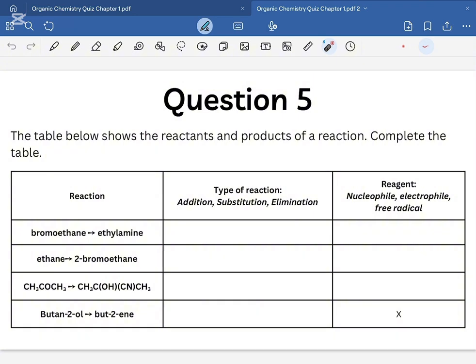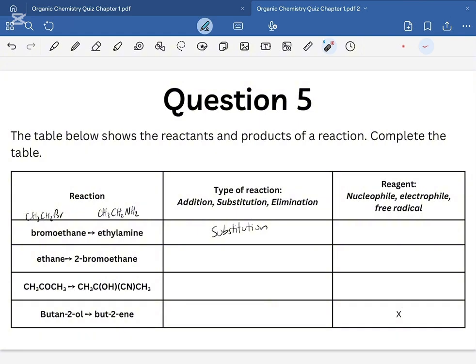Table below shows the reactants and products of a reaction. Complete the table. So first we are given the reaction. We need to know if this reaction is an addition, substitution, or an elimination. And we need to know if the reagent that's used is a nucleophile, electrophile, or a free radical. So for the first one, we have bromoethane, and bromoethane is CH3CH2Br, and we're going to end up with CH3CH2NH2, which is ethylamine.